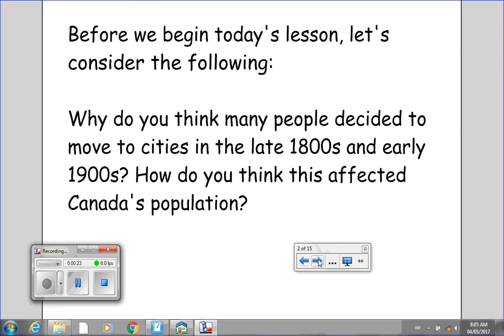Before we begin today's lesson, let's consider the following. Why do you think many people decided to move to cities in the late 1800s and early 1900s? How do you think this affected Canada's population?